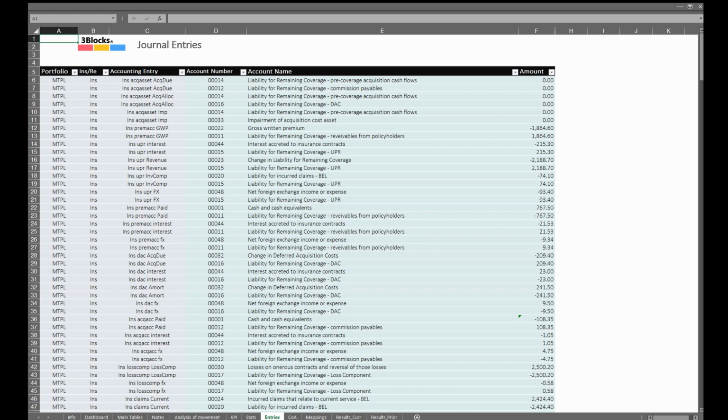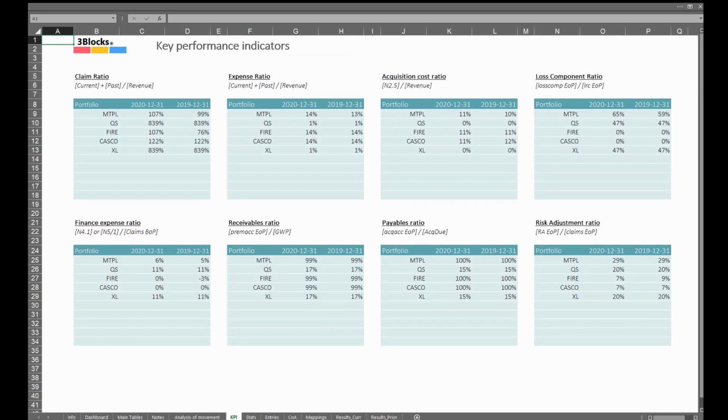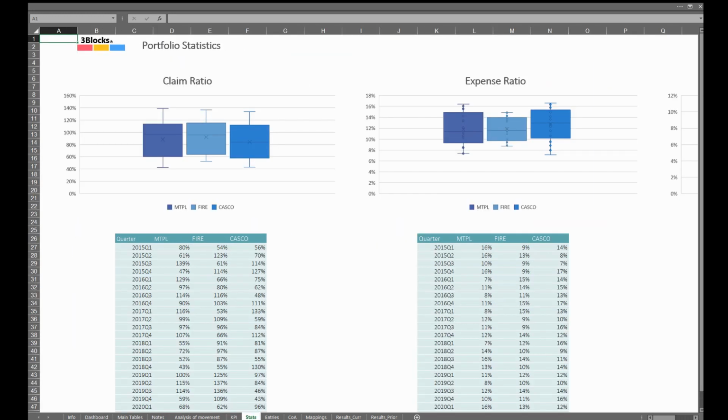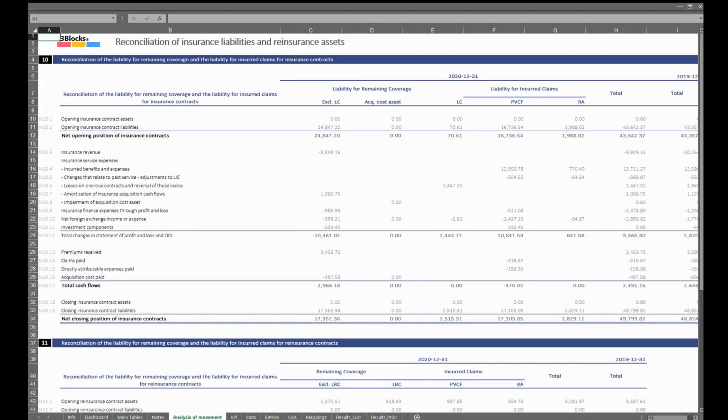When the chart of accounts is set and account numbers are updated, the tool will generate journal entries. It can be done on portfolio level or any lower or higher level. As part of the output report, we also include useful management information like the dashboard, the KPIs, or portfolio statistics, which are all flexible and can be customized. We also include the required IFRS 17 tables, notes, and reconciliations.